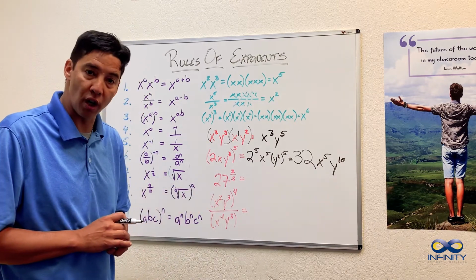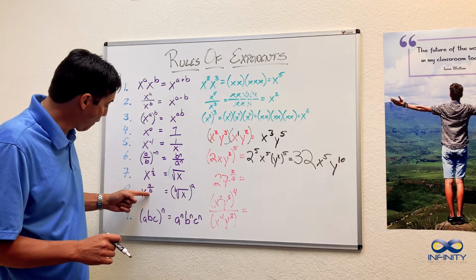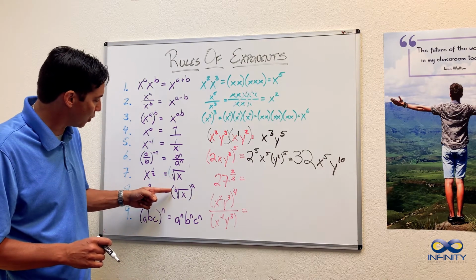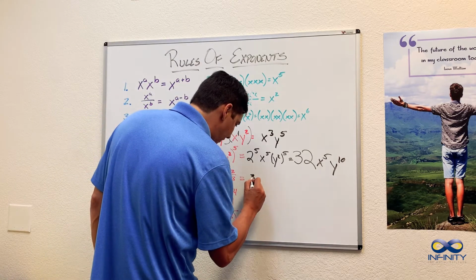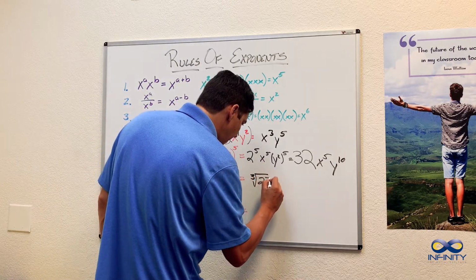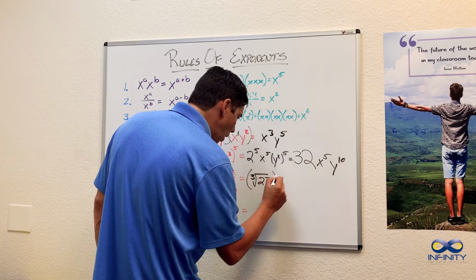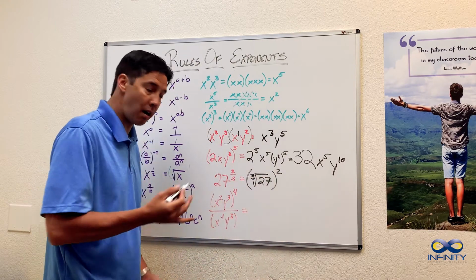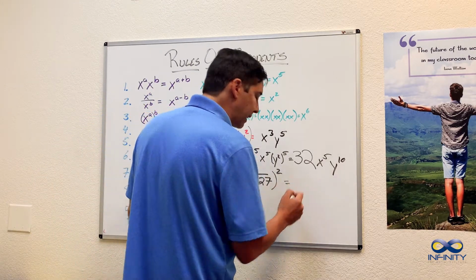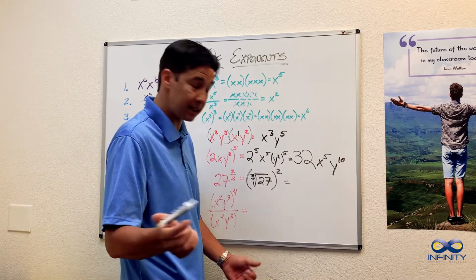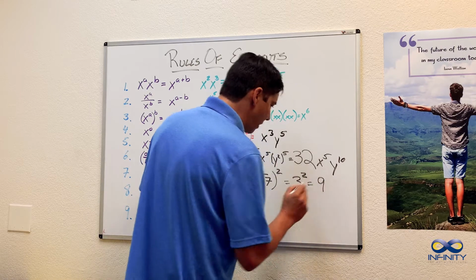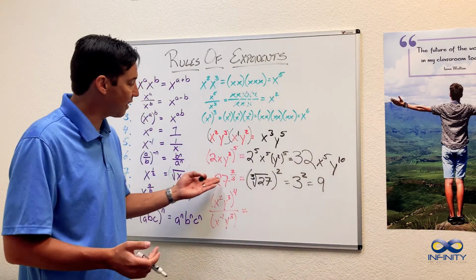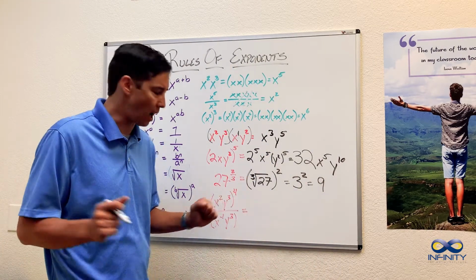Just make sure you understand these concepts. 27 to the 2/3. Again, a over b means the b root to the a power. So we're going to take the cube root of 27 and put this all to the second power. The cube root of 27 is 3, because 3 times 3 times 3 is 27. So it's 3 squared, and we all know 3 squared is 9. So 27 to the 2/3 is simply 9.